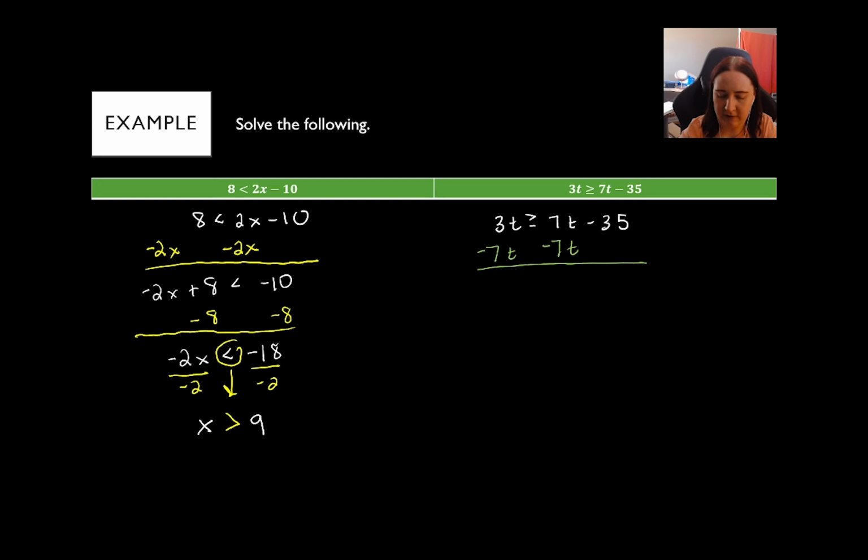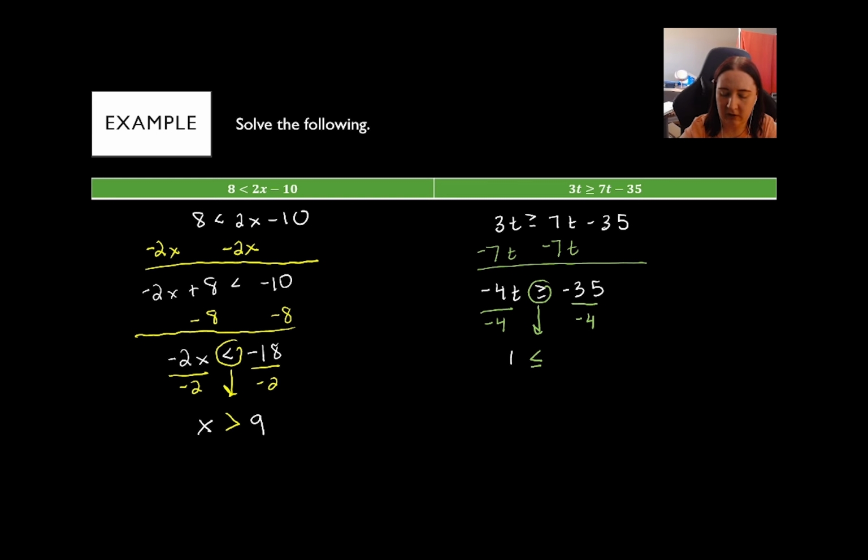So 3 minus 7 is a negative 4, t then greater than or equal to negative 35 here. And so now we need to divide both sides by negative 4. And that changes our symbol to a less than or equal to. So that gives us t is less than or equal to, and then this is going to be a fraction, 35 over 4.